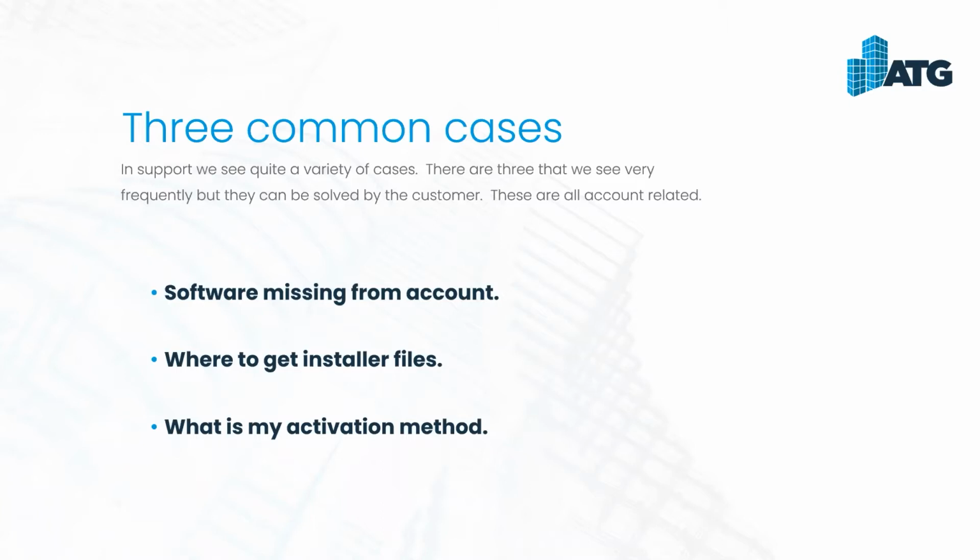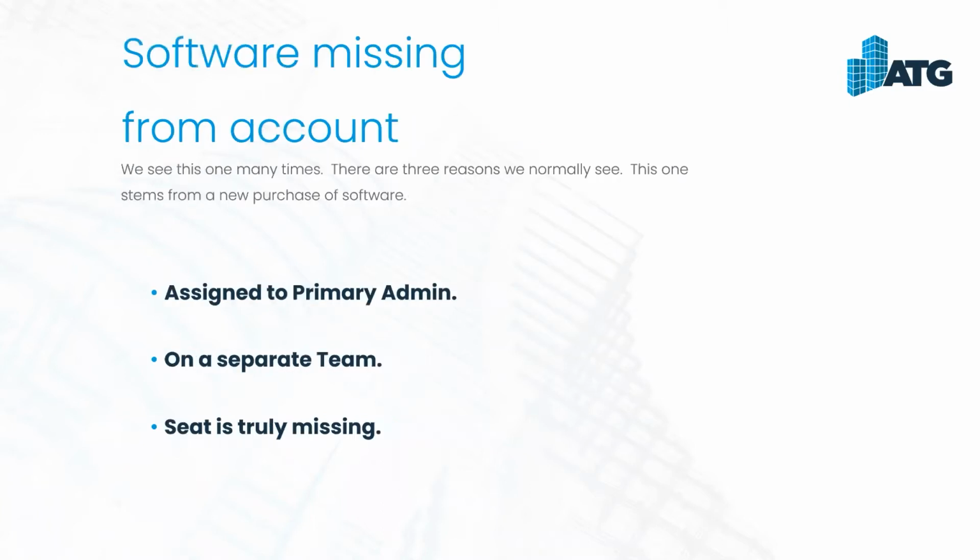So again, the first one is the software is missing. This one is probably the primary one that we've been getting lately. This is because a lot of clients are changing people or placing new orders. They got new hires, or they're dropping licenses and adding new licenses. So let's go through some of the things about this.